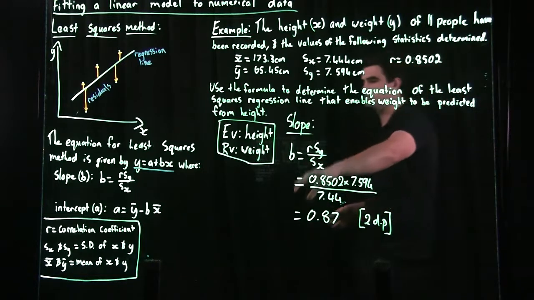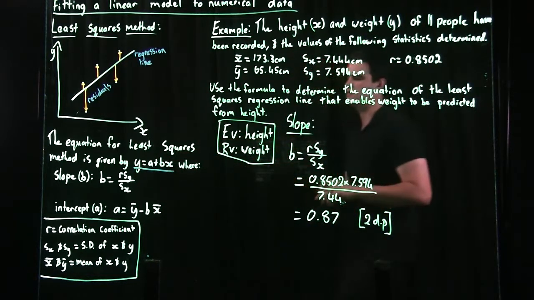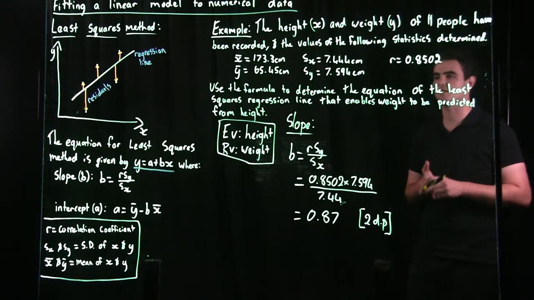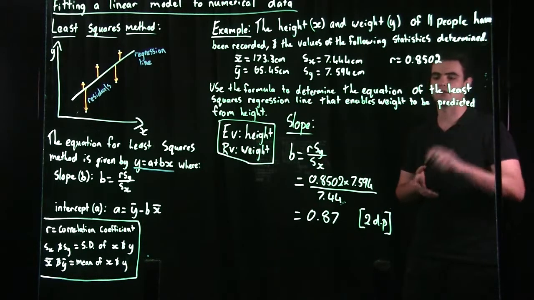All I've done is use the slope formula, which is the correlation coefficient multiplied by the standard deviation of y divided by the standard deviation of x. That's all I've done. Now I'm going to move on.